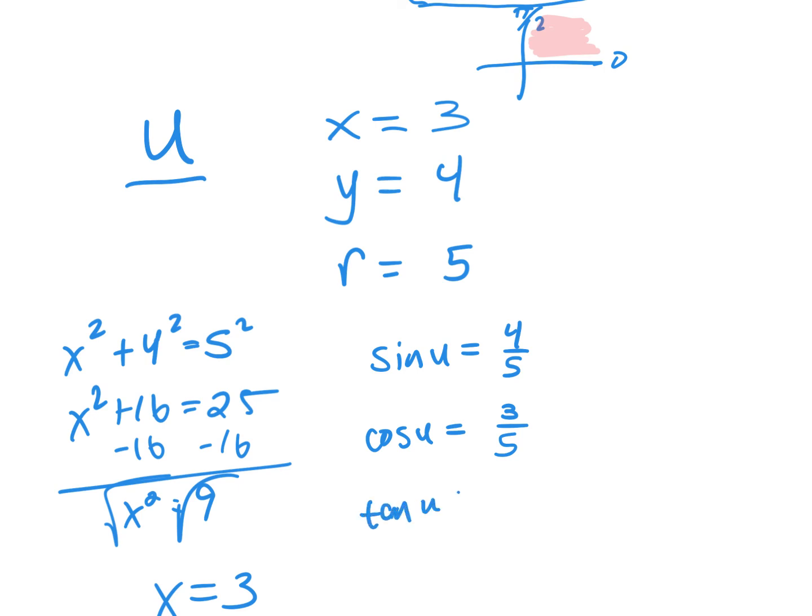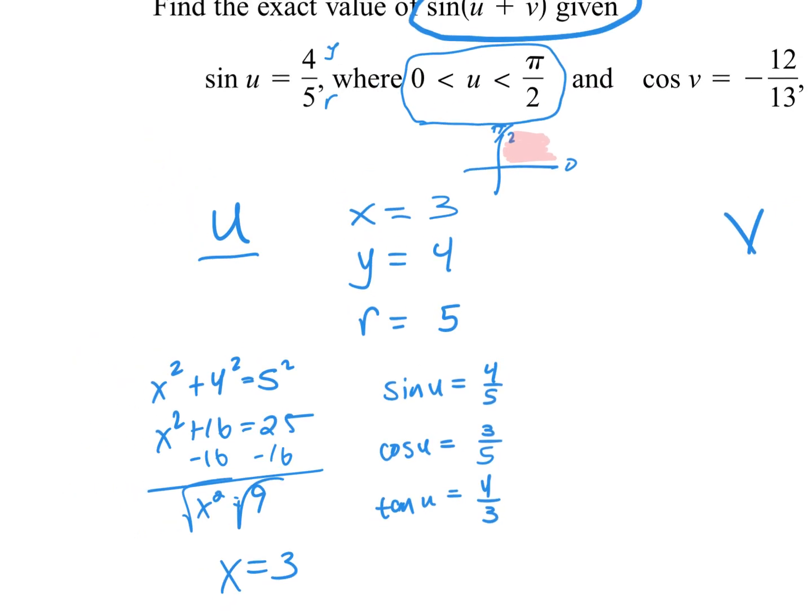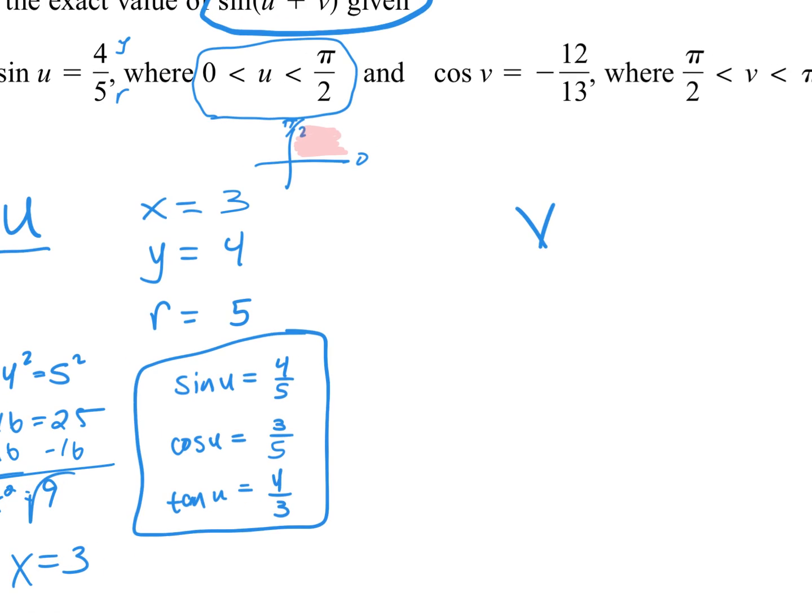Y over X. 4 over 3, right? Okay. So this is my U triangle. I have not found out anything yet other than those values. Now we're going to do the exact same thing over here for V, and this is going to help us out a lot. I'm going to find out my X, I'm going to find out my Y, and I'm going to find out my R.